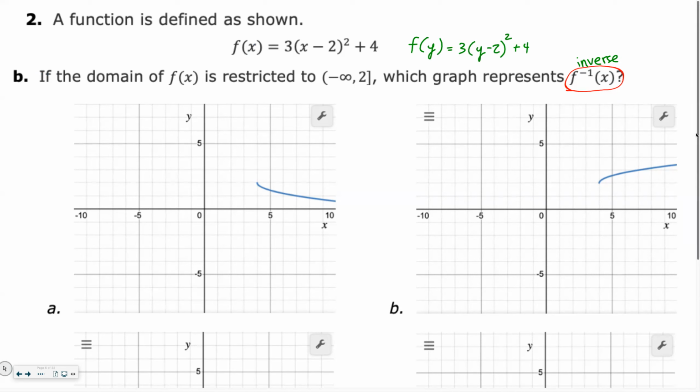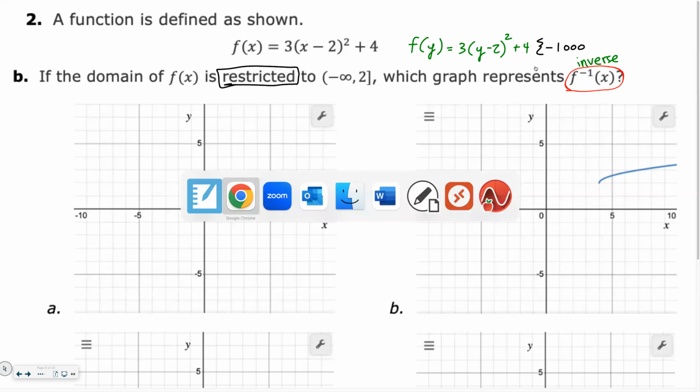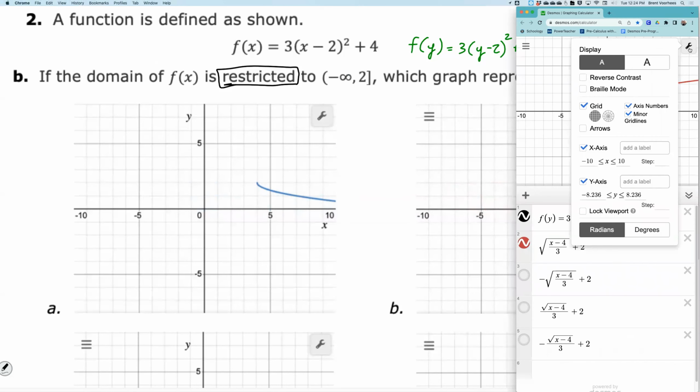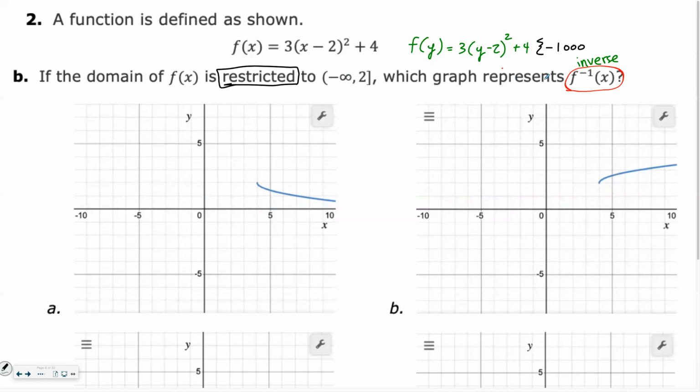The restriction has changed. I'm restricting, that's the squiggly bracket. I'm no longer going 2 to infinity, I'm now going negative infinity to 2. So what are we going to type in instead of negative infinity? Negative 1,000. And again, if you struggle with what direction to put your inequalities, press the wrench and look, which way do they open? Do these open to the left or the right? They open to the right. So that's the direction you're going to use.